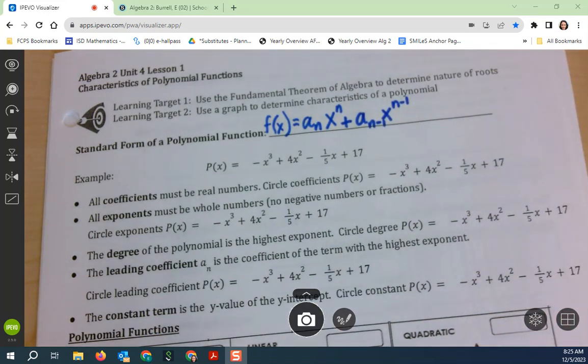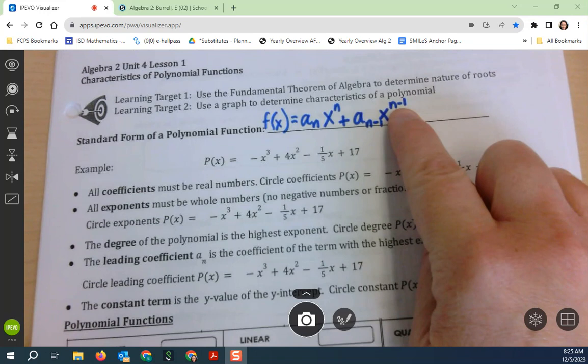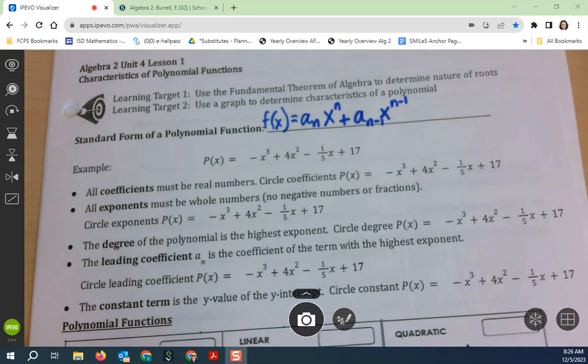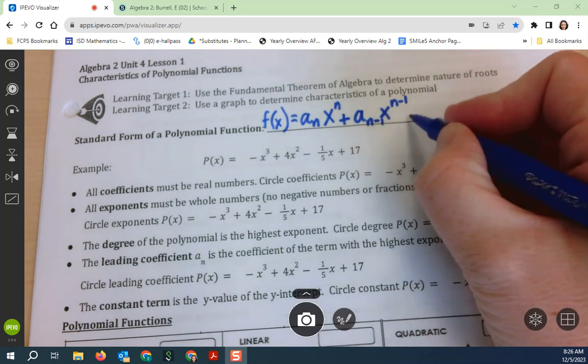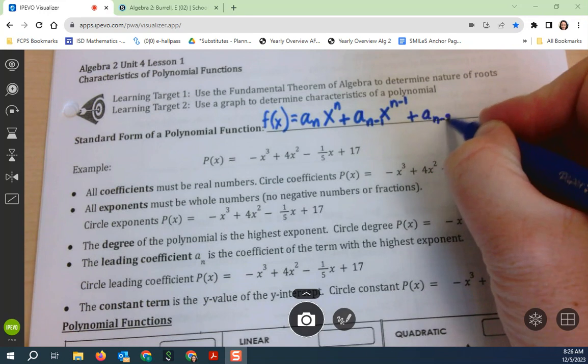So here's the important thing. The exponent goes down 1 each time when you're writing it in standard form. So if this was 5, then 5 minus 1 would be 4. So that would be x to the 4. And the next one would be n minus 2 because you're going down 1 each time. You don't need to learn this general form, but you should be able to understand what it's saying.